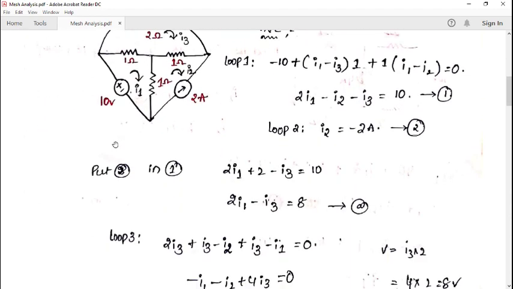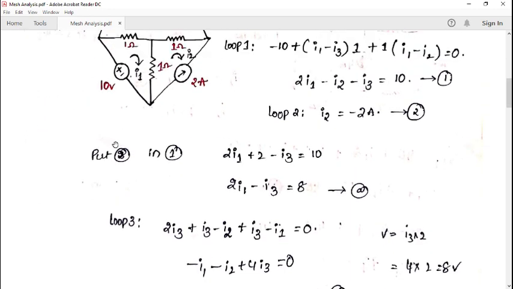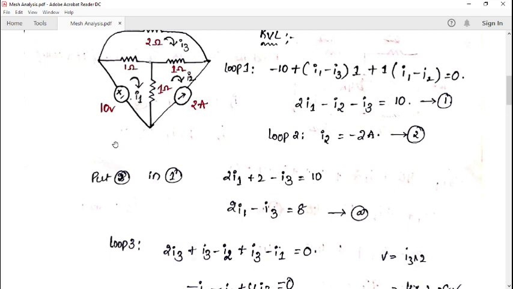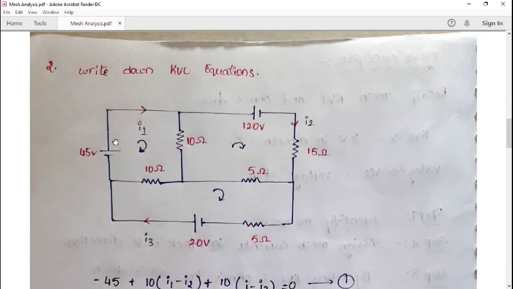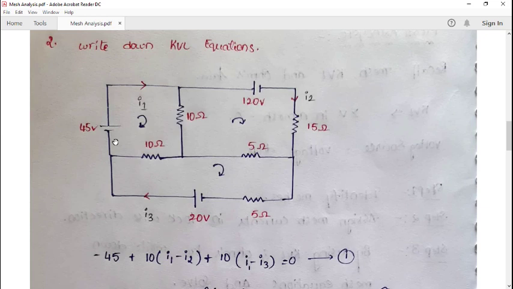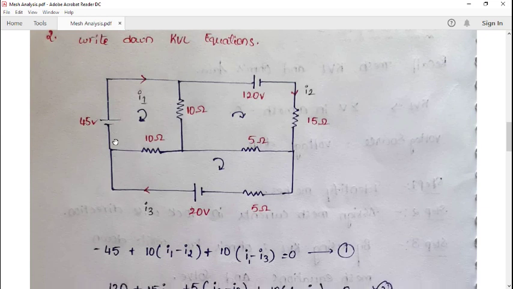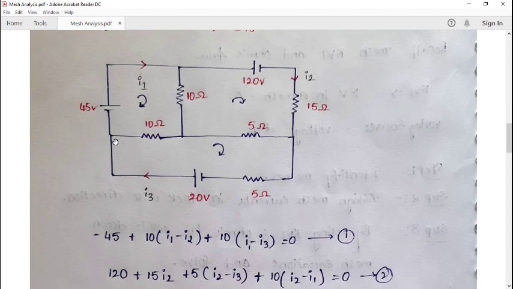So let us start solving problems. We can easily understand while solving problems. So let us move to problems now. Write down the KVL equations for the circuit shown below. So writing KVL equation is a very important thing in mesh analysis. So let us consider this circuit.